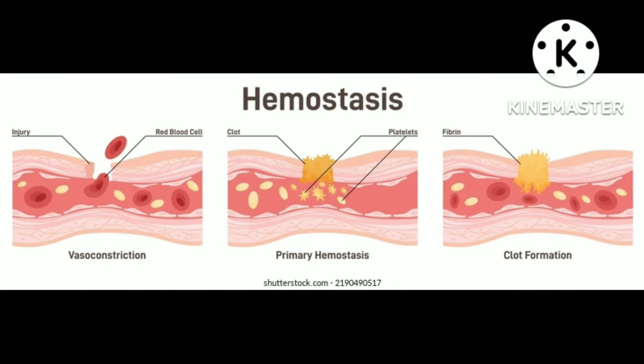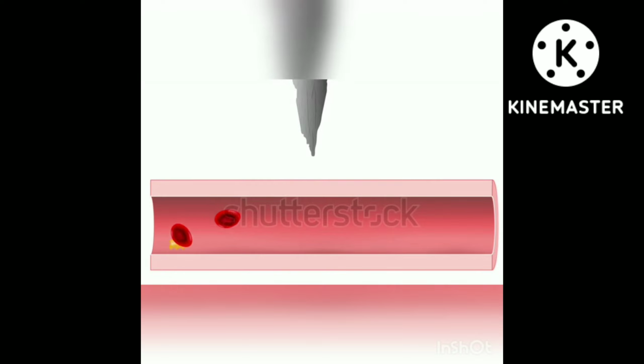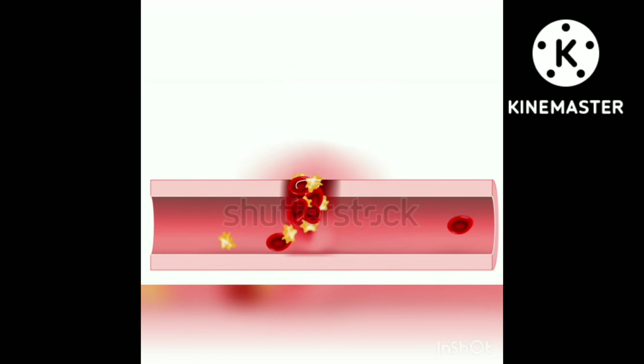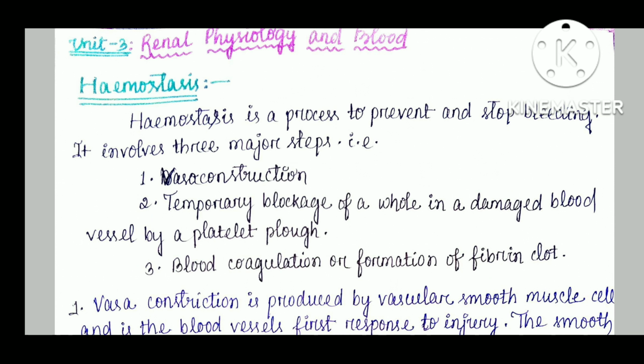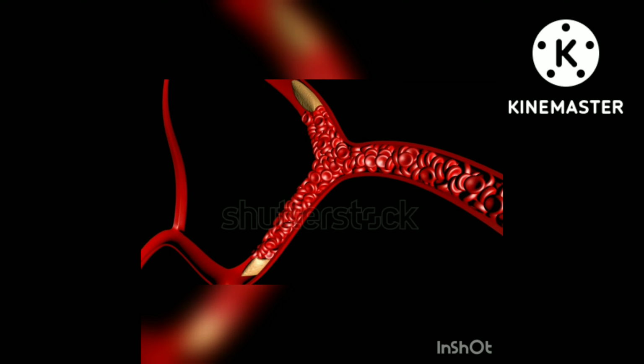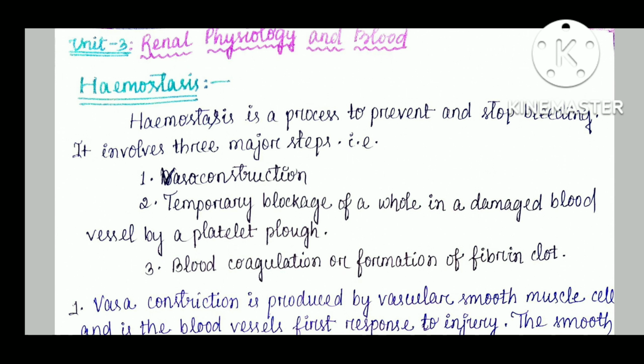Hello friends, today's topic is hemostasis. This is a process to prevent and to stop bleeding. It involves three major steps. First, vasoconstriction. Second, temporary blockage of a hole in a damaged blood vessel by a platelet plug. Third, blood coagulation, or formation of a fibrin clot.